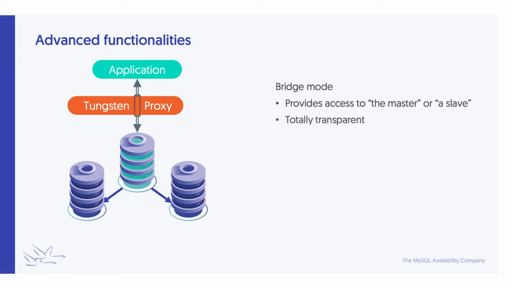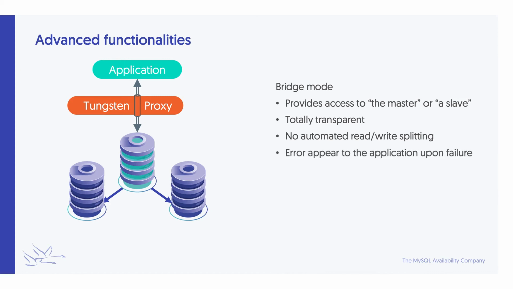This functionality makes the proxy totally transparent since it's a direct connection. Of course, there is no read-write splitting that is possible because we do not analyze the traffic that is going between the application and the node. In case of failure, the link will break since it's a direct link. However, this allows ultra-fast operations.